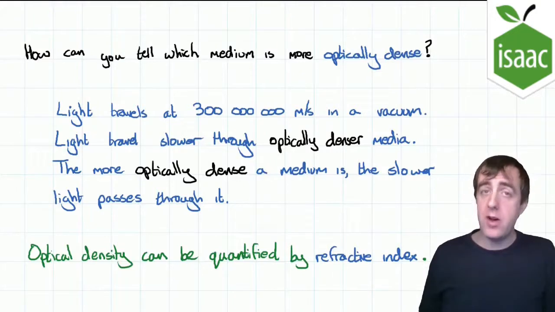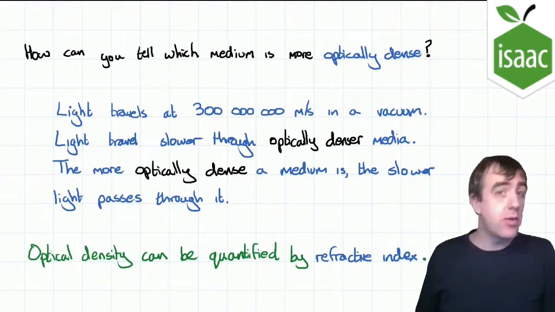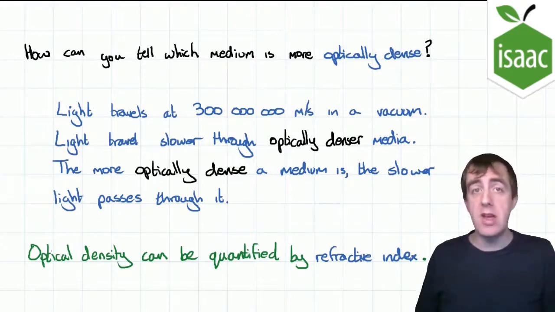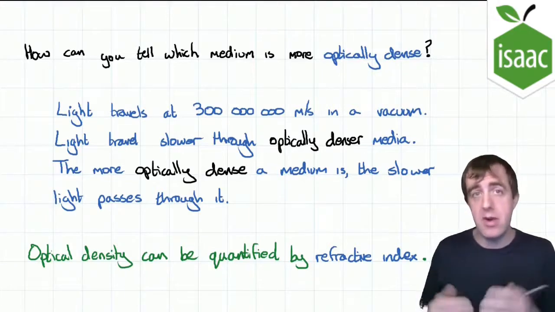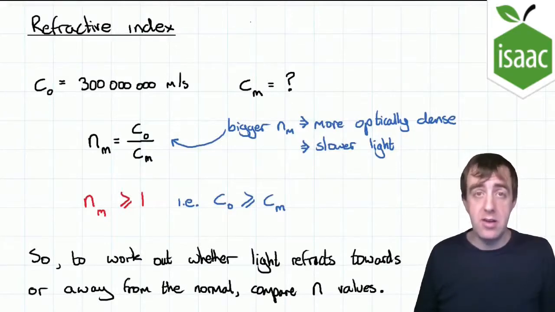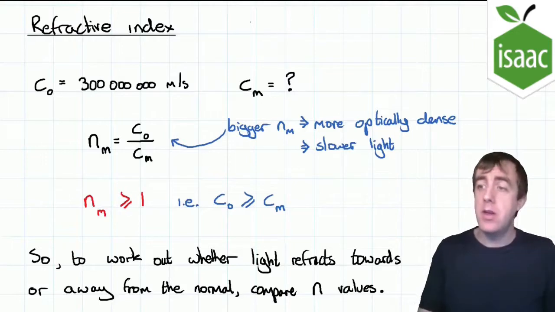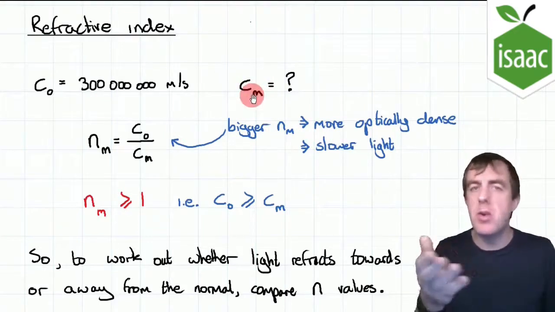You can quantify optical density using a quantity called refractive index. Now, refractive index is no longer included on the GCSE specifications, but I'm talking about it here because it makes the subject of refraction clearer. A medium with a higher refractive index has a higher optical density, and vice versa. Now here I've got the speed of light within some medium. We don't know what that is.